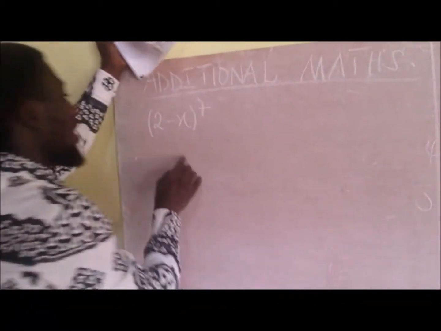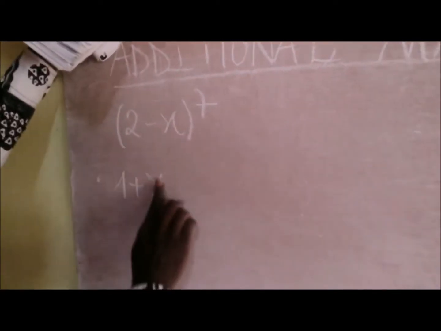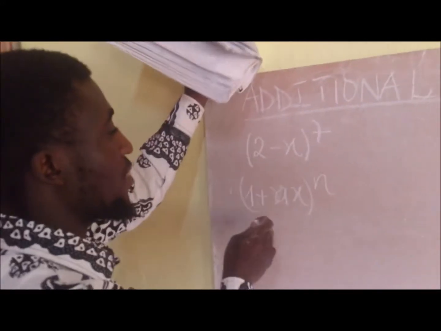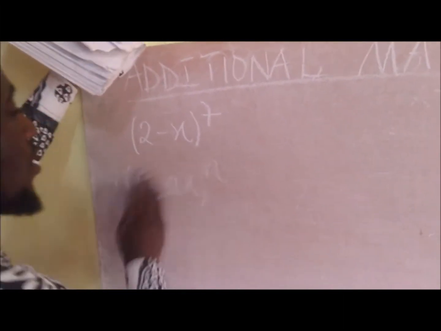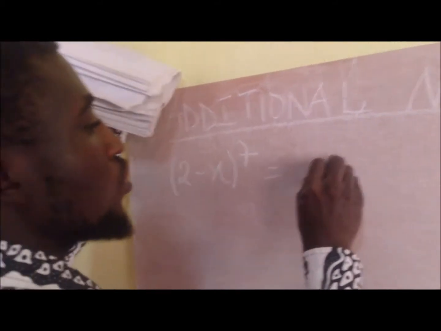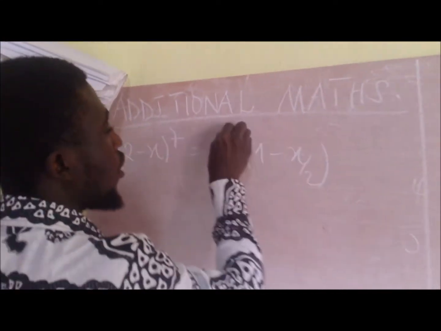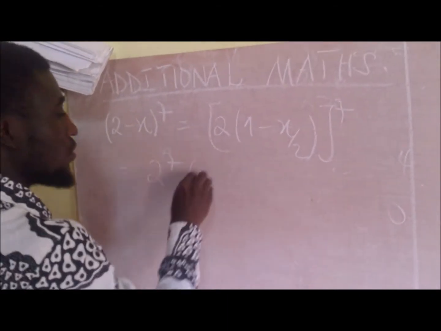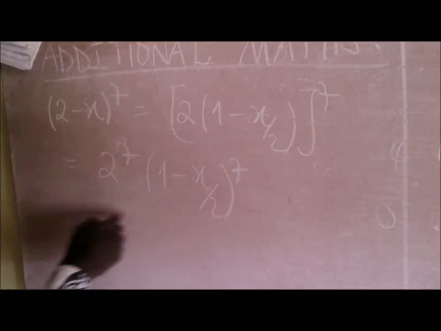First of all, remember that you must first put it in the form a plus ax to the power n before we can expand. It is not in the form a plus ax to the power n, so we need to first arrange it in that form. For that reason, 2 minus x to the power 7 is equivalent to 2 into 1 minus x on 2, all to the power 7, which gives us 2 to the power 7 times 1 minus x on 2 to the power 7. So I'm going to expand this and later I'll multiply by 2 to the power 7.